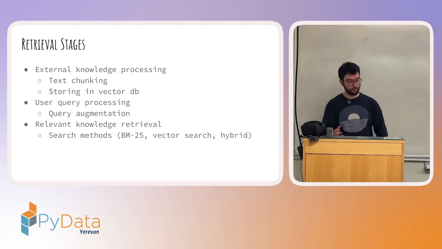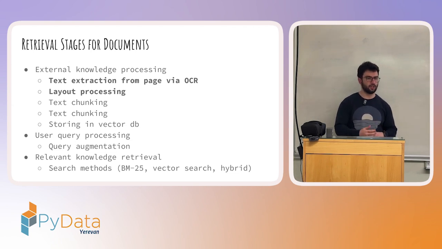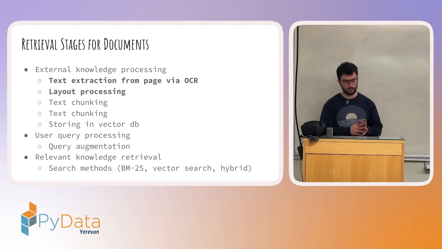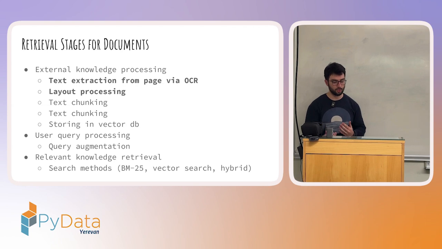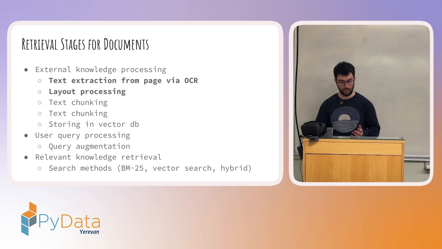Okay, so far we talked about textual data. So what if we have documents? What is the difference between the document retrieval stage and the simple retrieval stage? Let's see. If you have a lot of PDFs, scanned PDFs or not scans, these are the steps that are added to our normal pipeline. First, in order to get text from the PDFs, we need to do extraction. So we need to apply some OCR engines to get the text from the scanned document.